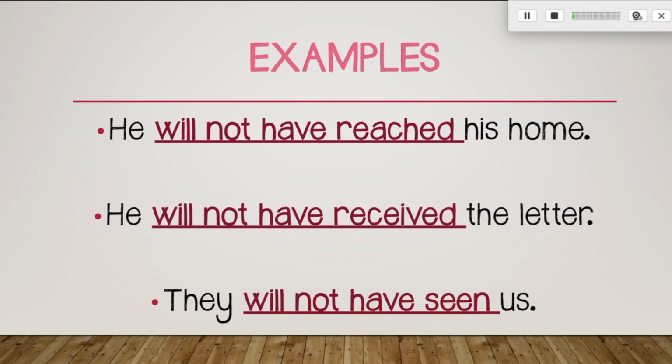Right now I'm going to tell you three examples of the negative sentences. The first one says, he will not have reached his home. So we have the subject plus will not have plus the verb plus the object. The second example says, he will not have received the letter. The last example says, they will not have seen us. Again, first the subject, then will not have, then the verb, and then the object.